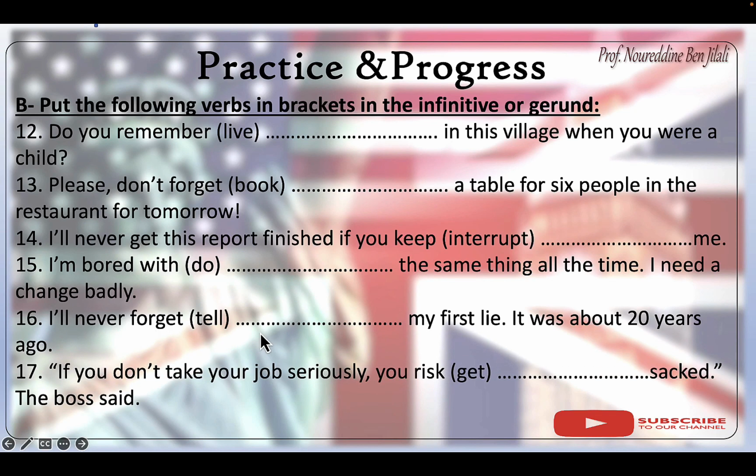Number 17. If you don't take your job seriously, you risk getting sacked, the boss said. So risk is a verb which is always followed by gerund. So we say here, if you don't take your job seriously, you risk getting sacked, the boss said. Remember that verbs of one syllable, which end with a consonant preceded by a vowel, we double the last consonant before adding ing. So get here is with double T and then ing.